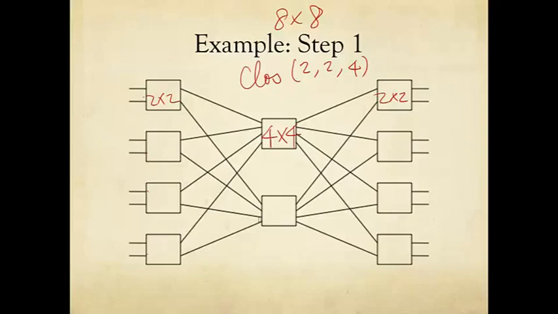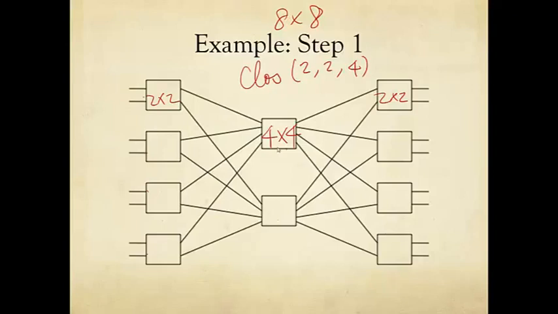Okay, that's fine. You provide all the connectivity possible between input and middle switch, and then between middle and output switches. This is the Clos network, and you can just stop here. You can say, that's it, that's my answer. But suppose you say, I don't want to build a 4 by 4.